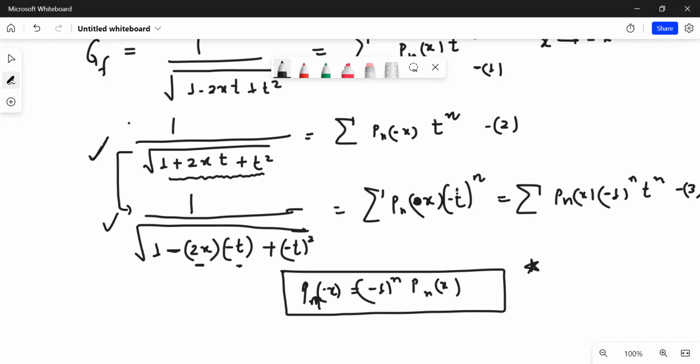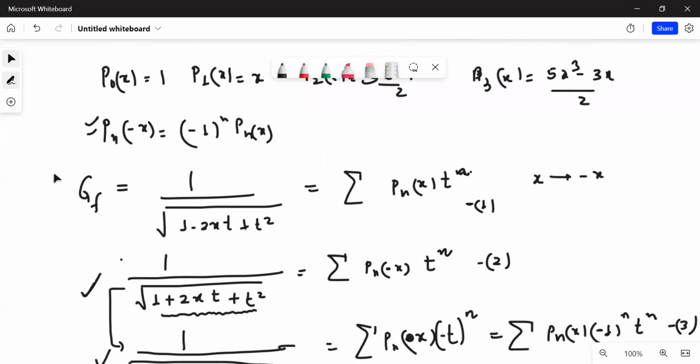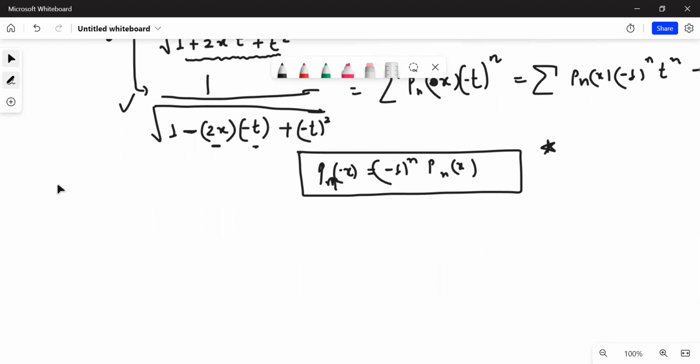So eventually we end up getting this, because here I'm not replacing x by minus x. I'm simply writing that instead of expressing this, I can express this particular expression by saying that I have written minus t in place of t. That will also give me the same expression as on the left hand side of equation number 2. So equate them up and you will get that Pn(minus x) is minus 1 raised to power n Pn(x). So this is quite fundamental, and that is something that you can do from your generating function as well.